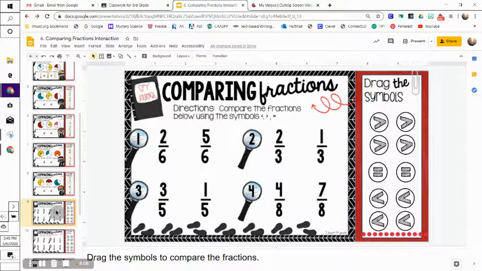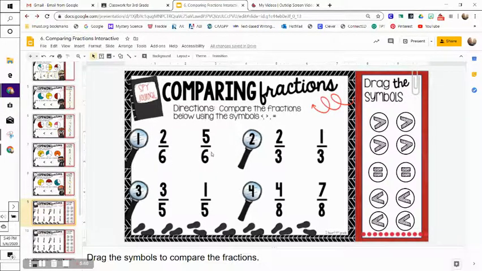Slides 7, 8, 9 look a little different. Here it looks kind of similar to what slide number 1 looks like, except there's no models. So when you look at question number 1, there's 4 questions per slide here, but just look at question number 1 right now. So it says 2/6 and 5/6.